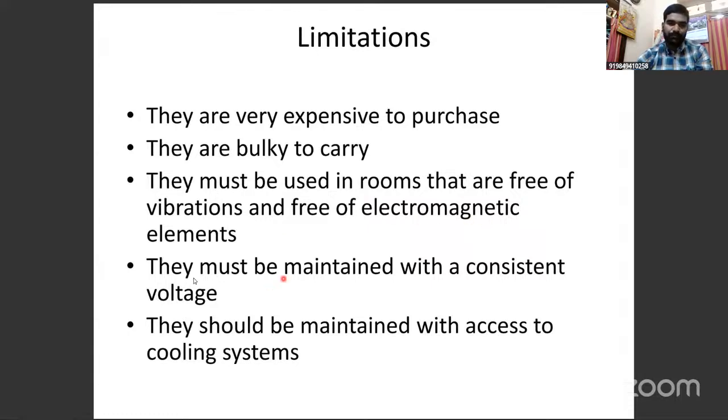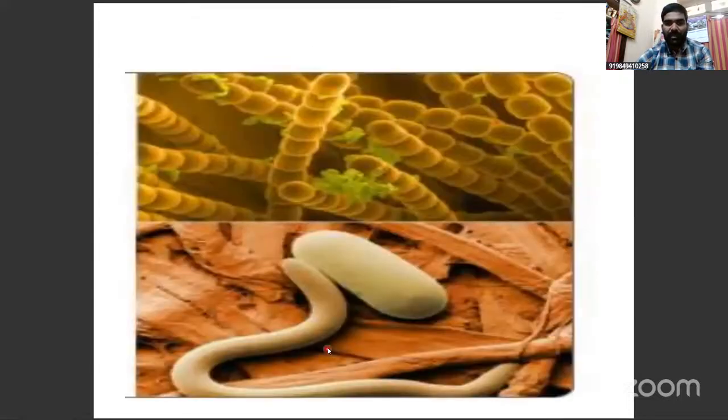They must be maintained at a consistent voltage, as fluctuations may damage the instrument. They should also be maintained with access to cooling systems. The cooling systems are needed for the maintenance of this scanning electron microscope. These are the images from the scanning electron microscope.